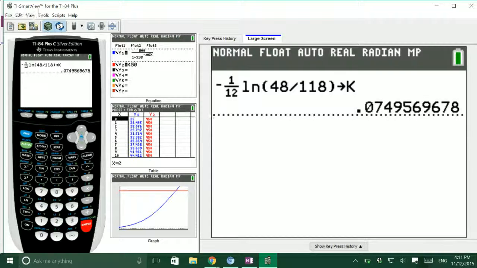All right, so that's my value of K. B, what is the temperature when T equals 25? Well, that's great.